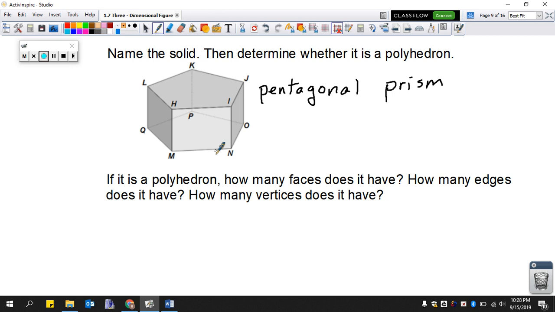All right. How many faces does it have? Well, it has the top and the bottom, which is 2. Then it has this face, this face, this face, this face, and this face. So it has 1, 2, 3, 4, 5. It has 5 faces connecting the top and the bottom, plus the top and the bottom. So it has 7 faces.